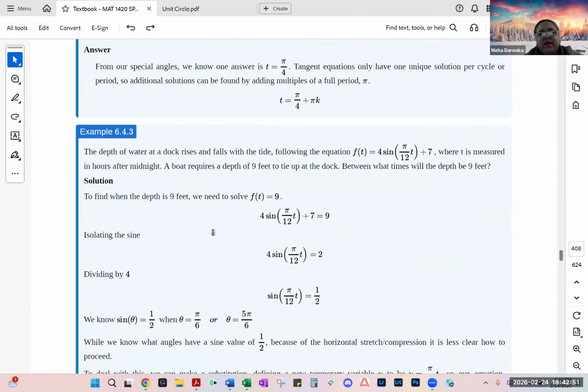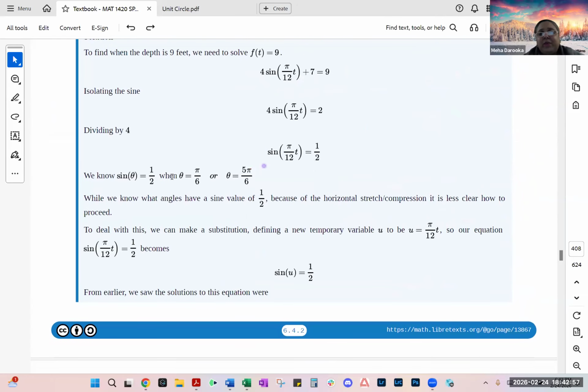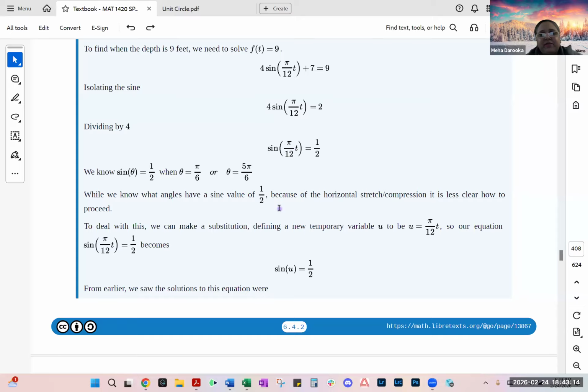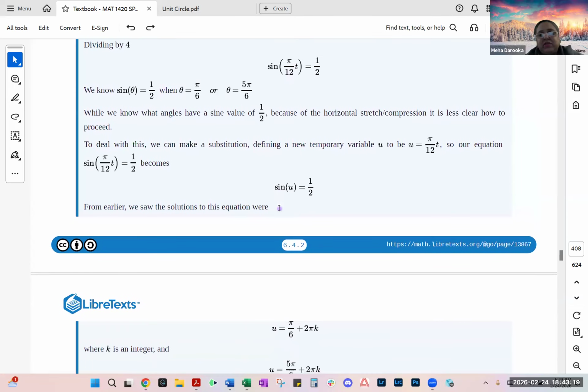So you can see we started out with, okay, let's get sine by itself, which we did, which led us to this equation. Now we know for angles pi over 6 and 5 pi over 6, our sine value would be 1/2. But that's not enough to just solve for the time, right? Because remember, right now we just have the angle for the sine function, but we need to solve this in terms of time. So this is where that idea of u substitution came in place.